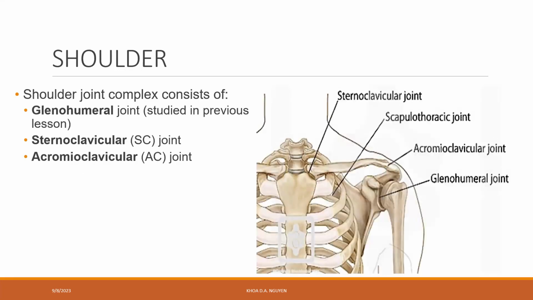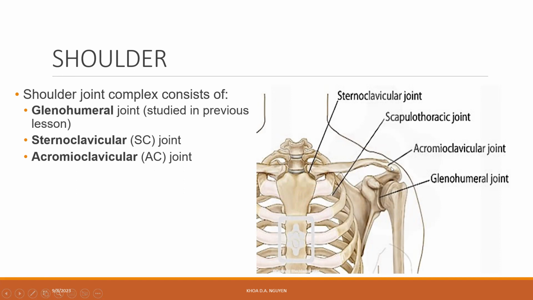Now, the shoulder, like we have already discussed before, is a joint complex that contains more than just one joint. In fact, it contains 3 joints in total, and those 3 joints are going to be the sternoclavicular joint, which is right here, which is basically the articulation between the medial end of the clavicle right here, as well as the manubrium of the sternum.